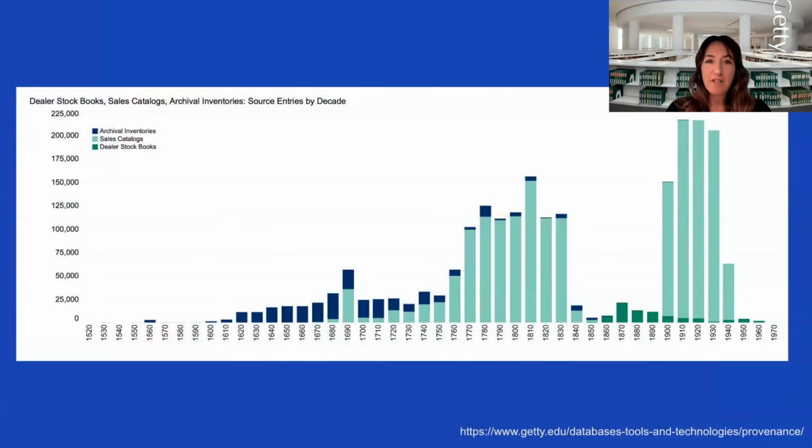This graph is the spread of the number of entries in the Provenance Index by source document, archival inventory, sales catalog, and dealer stock books, and by decade. This spread is the result of the many projects over the years which tackle different time periods and geographies. The sales catalogs and dealer stock books data have been transformed and are available via the Arches interface that I will showcase today. Archival inventories will be migrated next. We hope to complete that next year. And all the data sets are also accessible via the classic or legacy interface that many of you here might know.